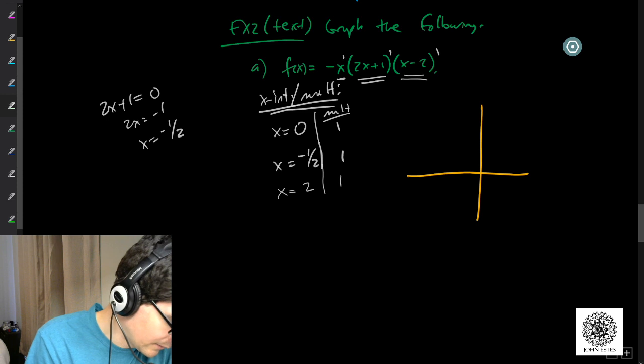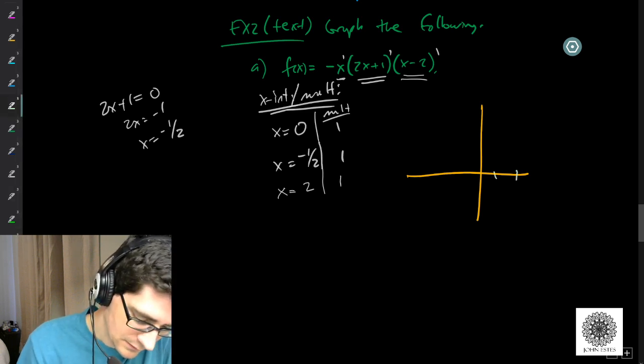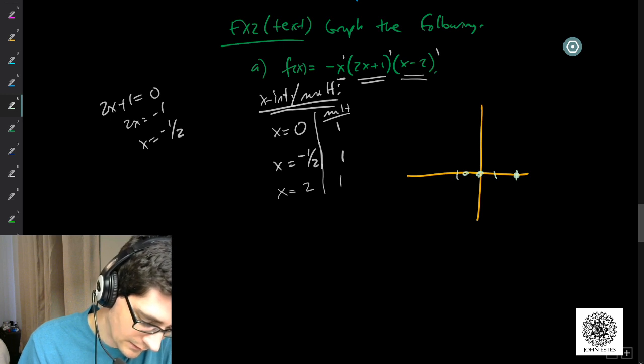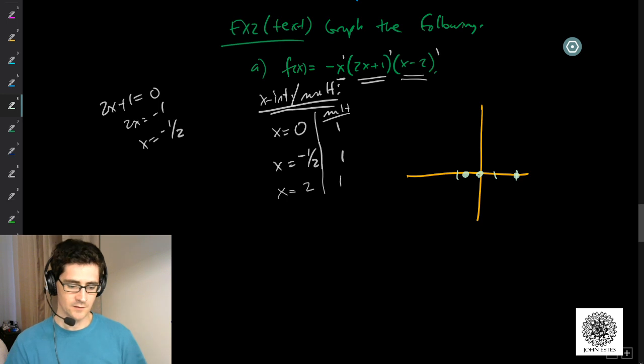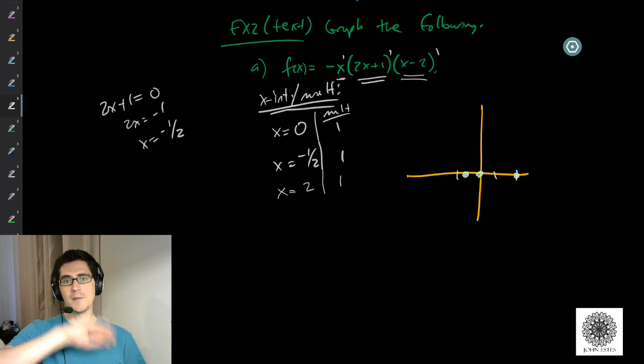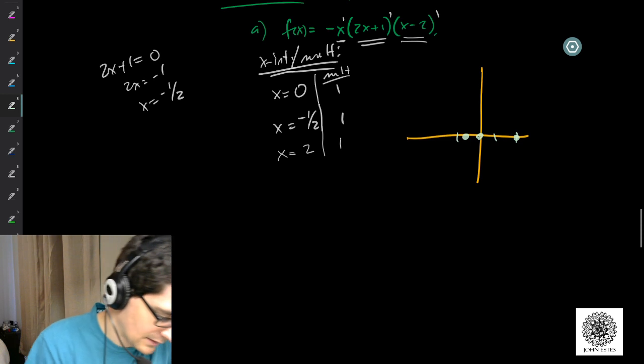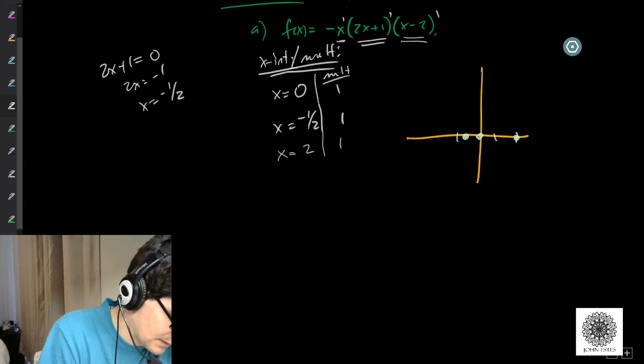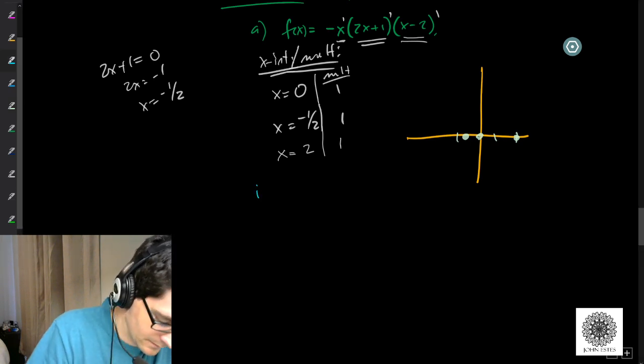So what I know about my graph at this point is that I'm going to have intercepts at 2, 0, and negative 1/2. I have intercepts at those three locations, and I also know, because of the multiplicities being odd, that the graph is going to pass through at those three places. Okay, good. Now we need to find our behavior.